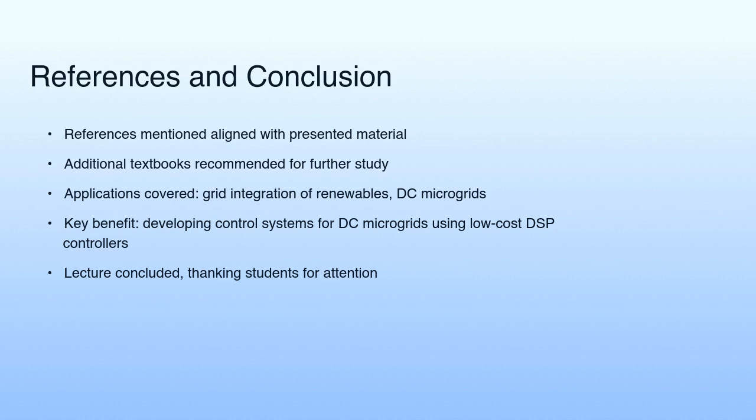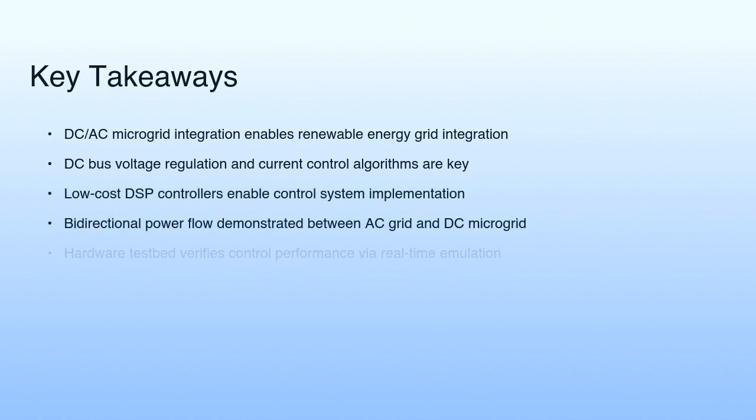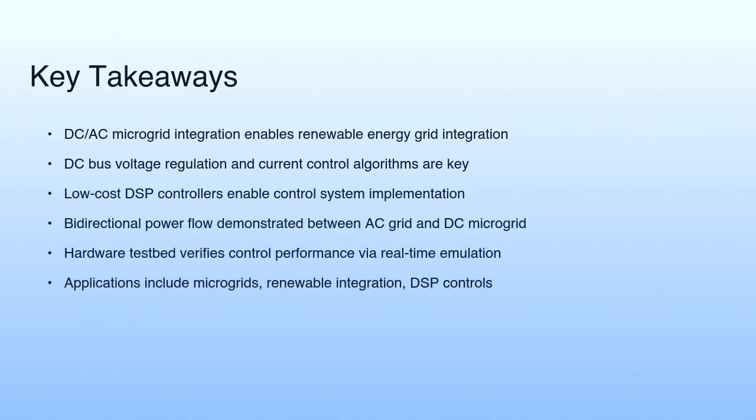Finally, the video concludes by summarizing the key takeaways, including the integration of DC and AC microgrids, the importance of DC bus voltage regulation and current control algorithms, the use of low-cost DSP controllers for control system implementation, and the demonstration of bidirectional power flow between the AC grid and the DC microgrid using a hardware testbed.